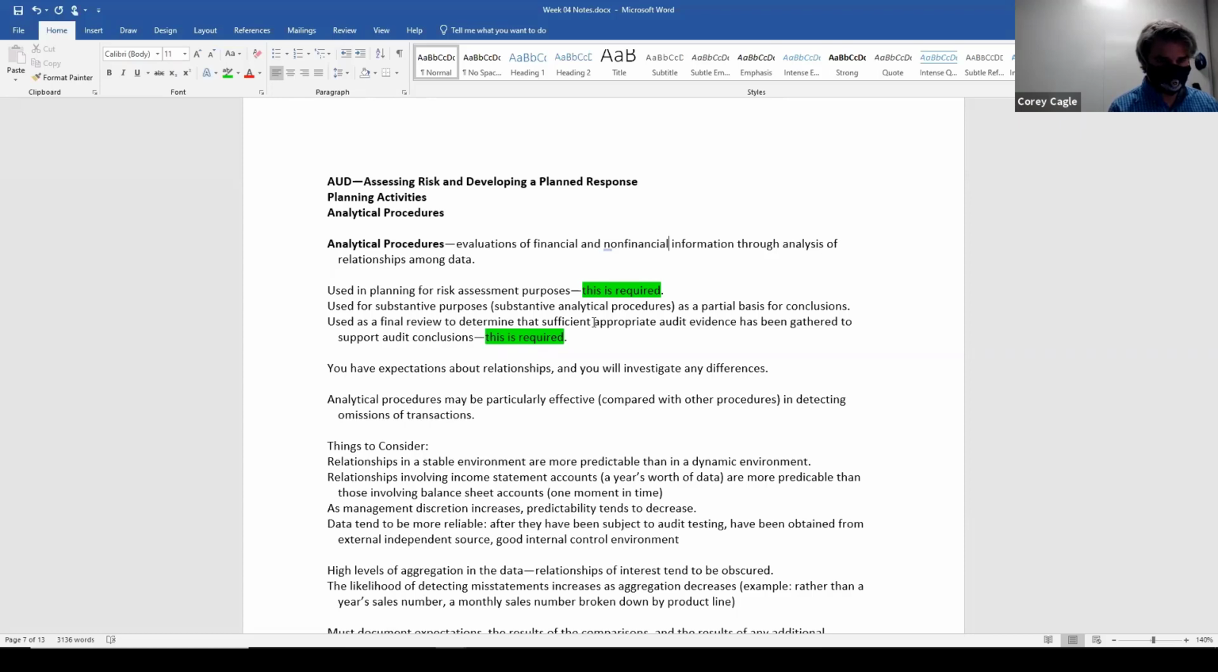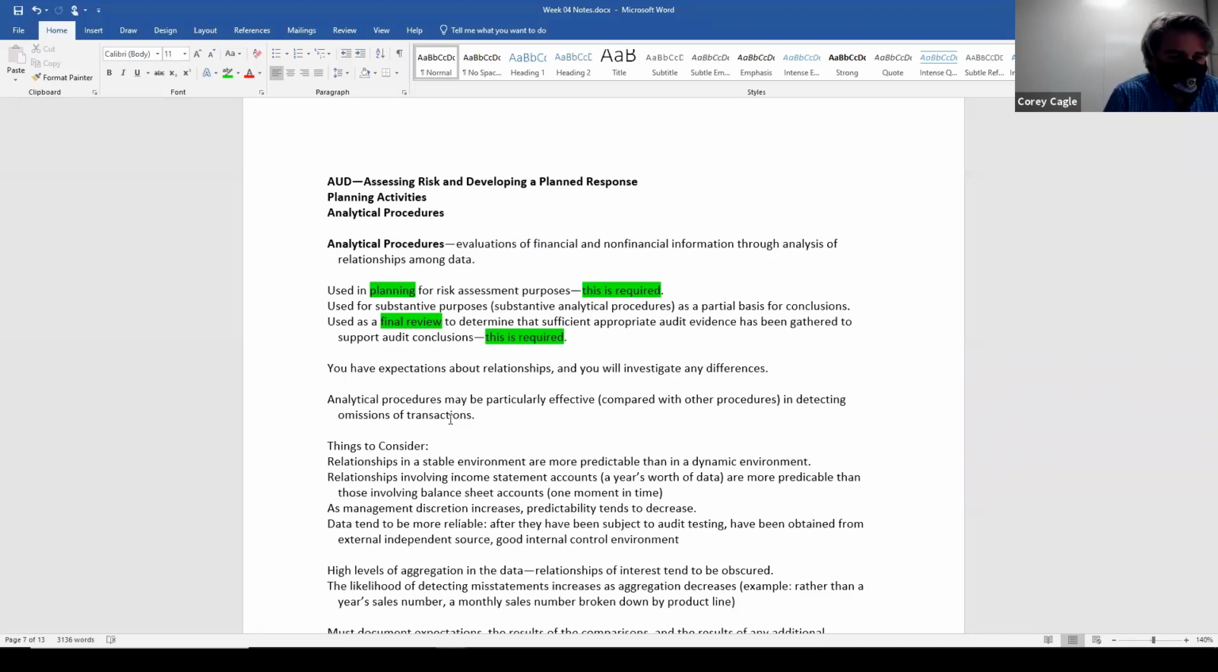All right, so required in the planning stage. Required as a final review. Can be used as part of your audit tests. It's not particularly strong evidence, so you would need more. If you've got a fairly low risk area, you can use analytical procedures to at least be your main test, but you still need to do a little more probably.